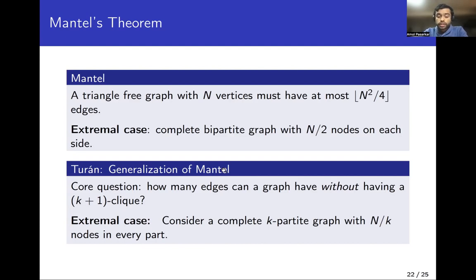We're going to consider a complete k-partite graph with n over k vertices in each partition. And to generate all edges in this k-partite graph, the way you can think about this is there are k choose 2 ways to pick 2 partitions. And then once you pick these 2 partitions, there are n over k squared edges that you can generate between the nodes in these 2 sides of the partition. And therefore, k choose 2 times n over k squared is the expression that you get for the maximum number of edges you can generate in this setting.